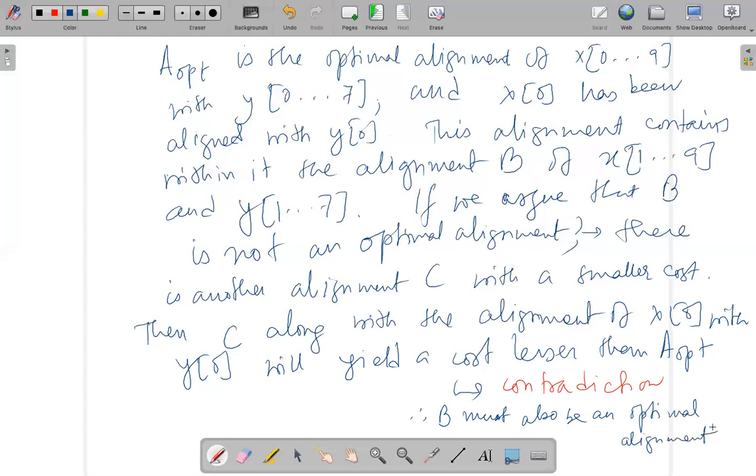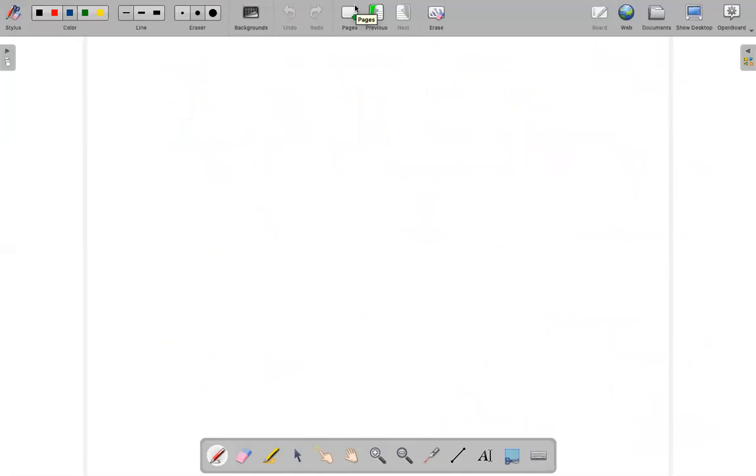Now note that this argument holds also when either x0 is aligned with a gap or y0 is aligned with a gap. The same argument also holds there. Okay. So therefore, every time you have a larger alignment that is optimal, the sub alignments that this alignment is built on top of are also themselves optimal. Okay. So this is the crux of the dynamic programming approach that we are going to build now.